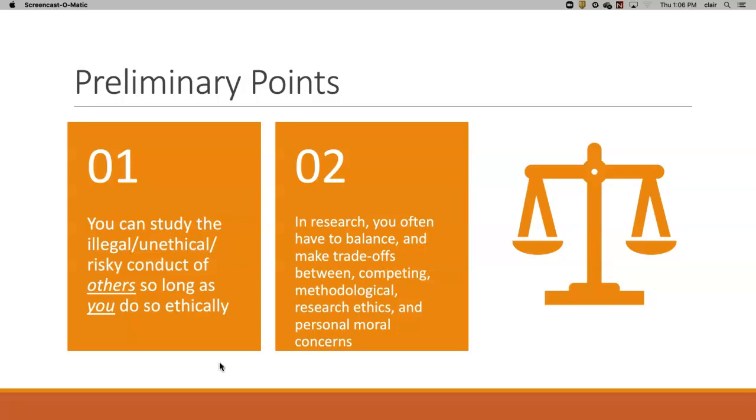And where do ethical concerns need to trump methodological ones? Where can methodological concerns potentially trump ethical ones? Then you also have to worry about your own personal moral and ethical concerns. And that might mean that certain types of research are off the table for you just because, again, of your personal and moral beliefs. A lot of sociologists and criminologists study serial killers, psychologists too.